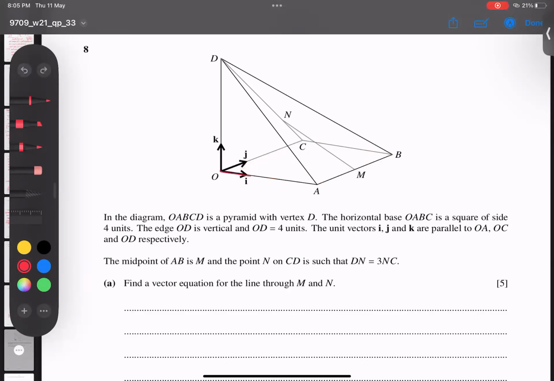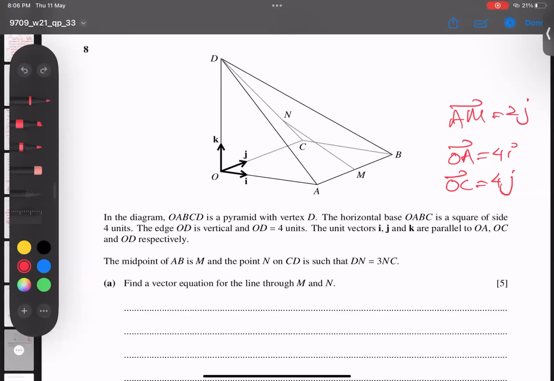So OA, I can say directly, is 4i. I can say OC is very simple, 4j. And if someone asks what is AM, although maybe I'll see later on, this is parallel to this with j, so this is 2j. Why? Because M is a midpoint, he mentioned it even here. This is just an extra idea. Let's start, what question is he asking.